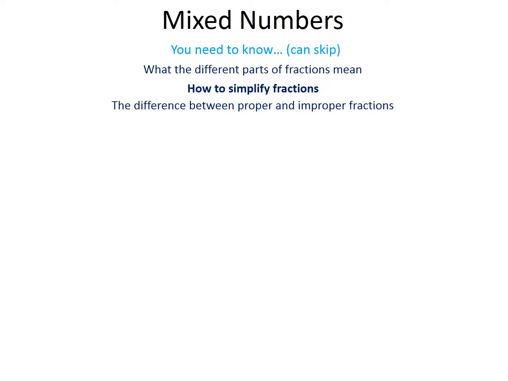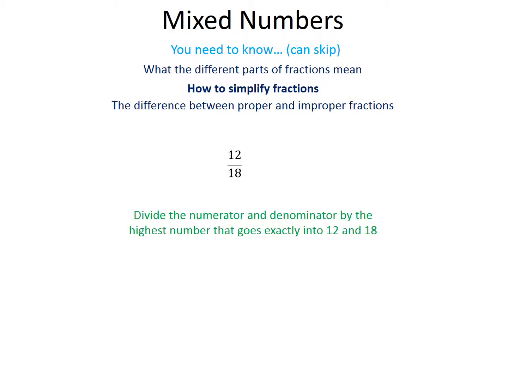We'll also need to be able to simplify fractions. So if I had 12 over 18, simplifying it means making the numbers smaller by dividing. So I'm going to look for the largest number that can be divided directly into 12 and 18 without remainder. And that number is 6. So if I divide them both by 6, I will end up with 2 over 3. Remember, 2 over 3 is worth exactly the same amount as 12 over 18. It's just that this one's numbers are smaller, which means it's simpler.